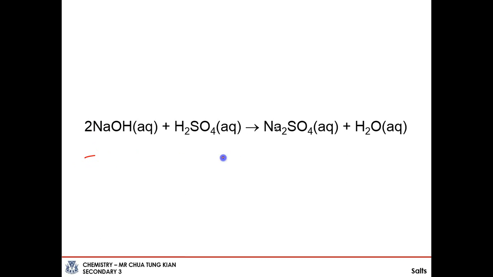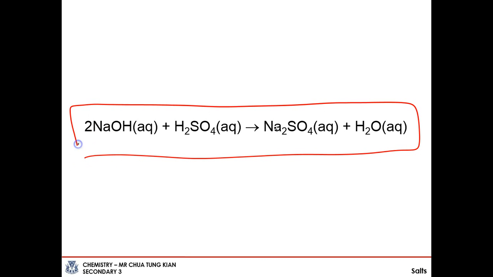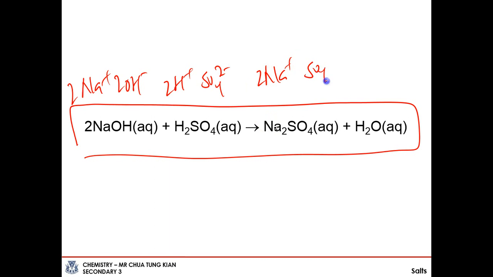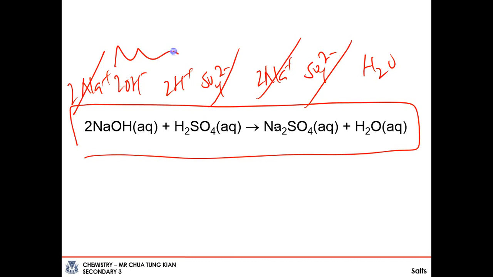Right, so this is the overall equation. And if you do the ionic equation, Na+ and OH- ions, H+ and SO4 2- ions, Na+ and SO4 2- ions, H2O. So you realize this is simply a neutralization reaction, right? H+ plus OH- gives you H2O, a neutralization reaction.